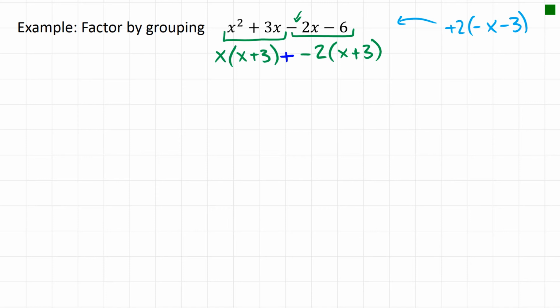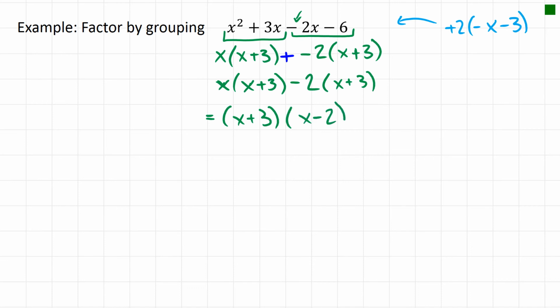So I've factored that negative 2 off the second pair. So now I have x times x plus 3 minus 2 times x plus 3, and I can factor off that x plus 3 term. And I'm left with x plus 3 times x minus 2.